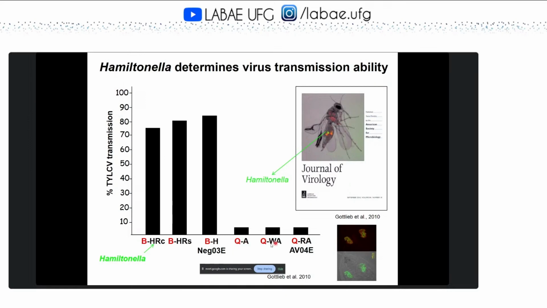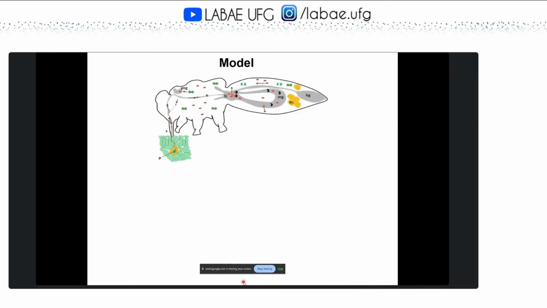And you can see we did later on many other experiments to show that basically a specific protein from this Hamiltonella interacts with the virus, and it aids the virus in its movement in the whitefly. So this is the whole story, and really very short. If you are interested, you can go to this paper from 2010 and see really the whole thing we did.